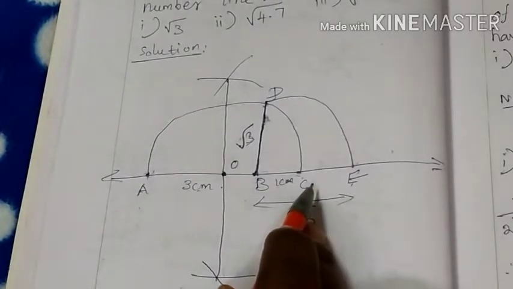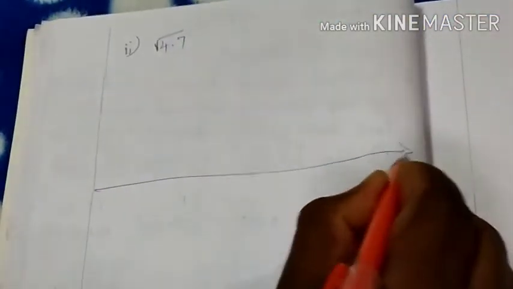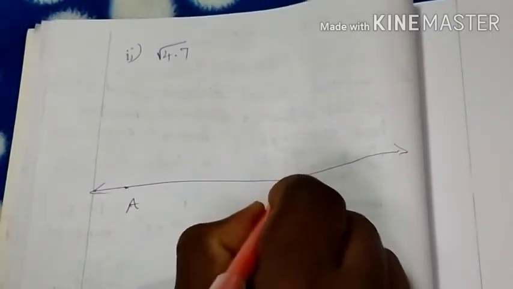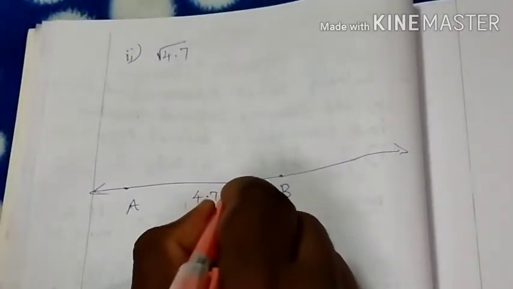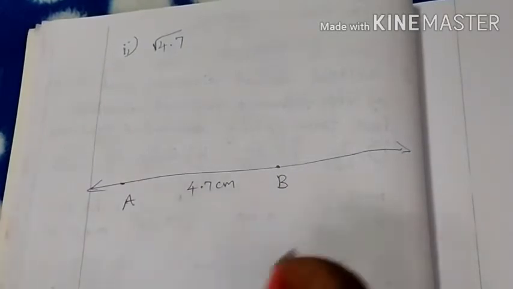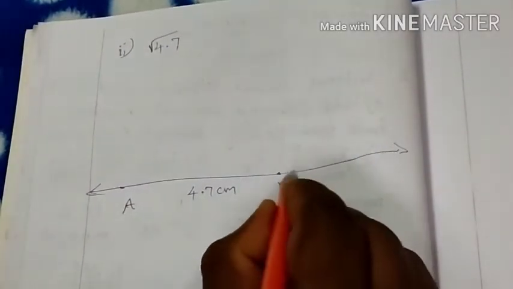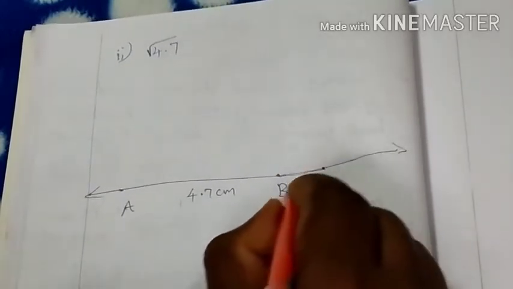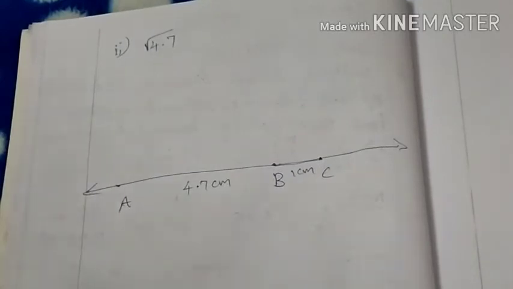Have you understood? The second question, square root of 4.7. Carefully listen. First draw a number line and mark the point A. Then at 4.7 centimeters, mark the point B. Then mark the point C, which is 1 centimeter from the point B. This is the second step.